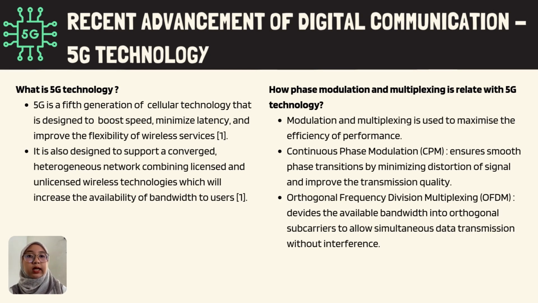Now, let's talk about the relationship between phase modulation, multiplexing, and 5G technology. Modulation and multiplexing are key techniques used to maximize performance efficiency. One example is continuous phase modulation that functions to smooth phase transition, minimize signal distortion, and improve transmission quality. Another important technique is orthogonal frequency division multiplexing. This divides the available bandwidth into orthogonal subcarriers, allowing simultaneous data transmission without interference.